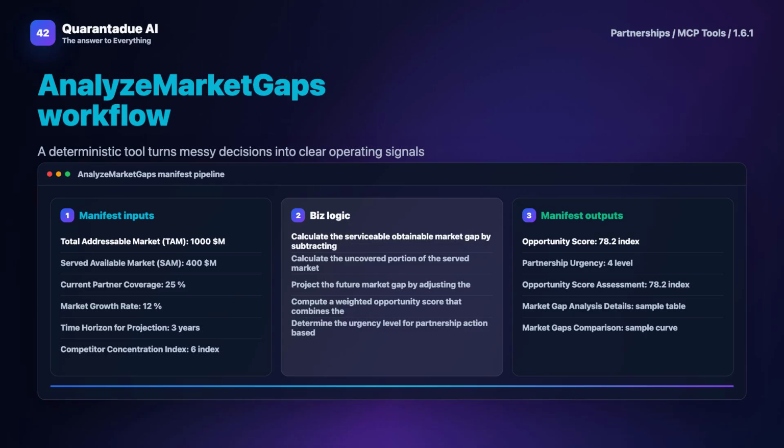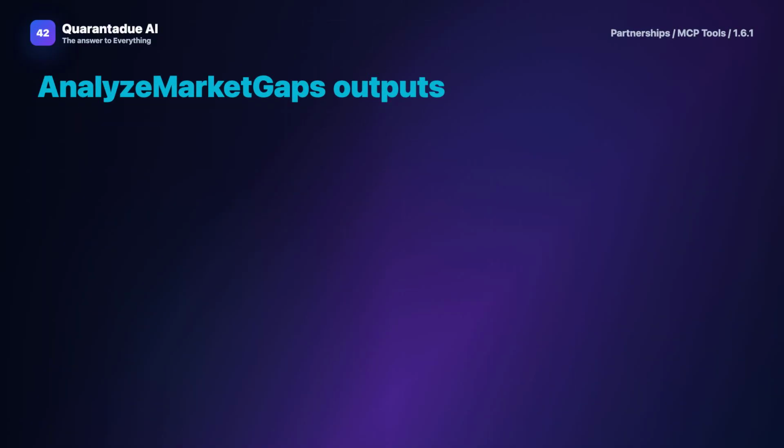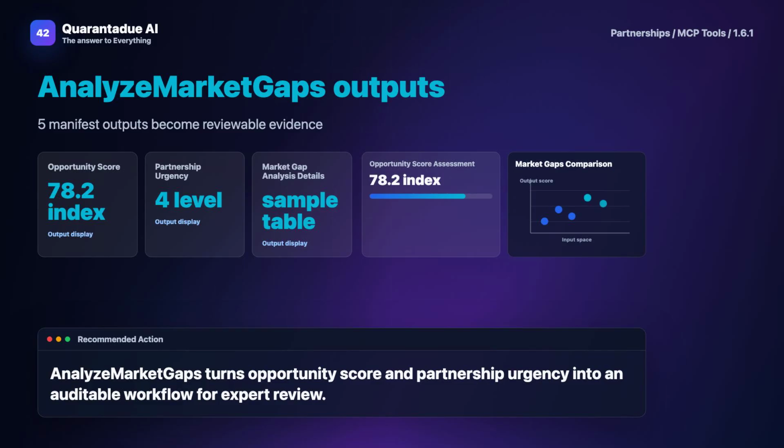Compute a weighted opportunity score that combines the coverage gap and growth-adjusted gap, adjusted for strategic focus, expansion, retention, or balance, and competitor concentration to reflect market attractiveness. And determine the urgency level for partnership action based on the opportunity score and competitive pressure from competitor concentration. This keeps the process deterministic, reviewable, and aligned with how partnerships teams actually make decisions.